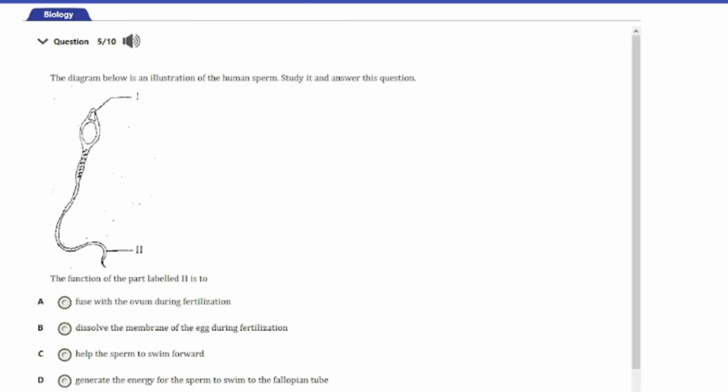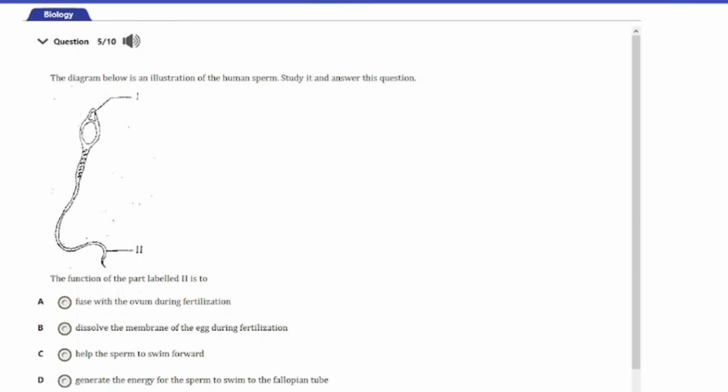Question number 5 here. It says, the diagram below is an illustration of the human sperm. Study it and answer the question. The question here says, the function of the part labeled II is to: A, fuse with the ovum during fertilization; B, dissolve the membrane of the egg during fertilization; C, help the sperm to swim forward; D, generate the energy for the sperm to swim to the fallopian tube.